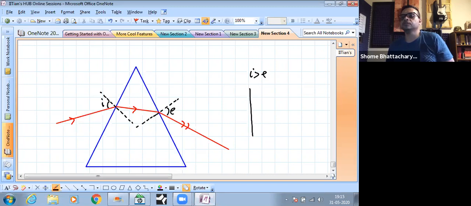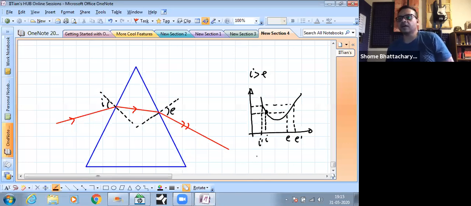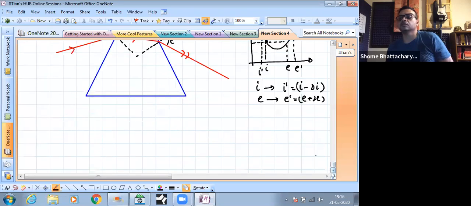So it's in which part of the graph? It's somewhere here, because that corresponding I has the corresponding E over here, reversibility. So it's in this point. Okay. So from here, if I now reduce the angle of incidence to some I prime, what will happen is my deviation will increase and my angle of emergence will also increase. So if I is switched to I prime, which is I minus some delta I, then my angle of emergence will increase to E prime, which will be E plus delta I, and overall my deviation will increase.